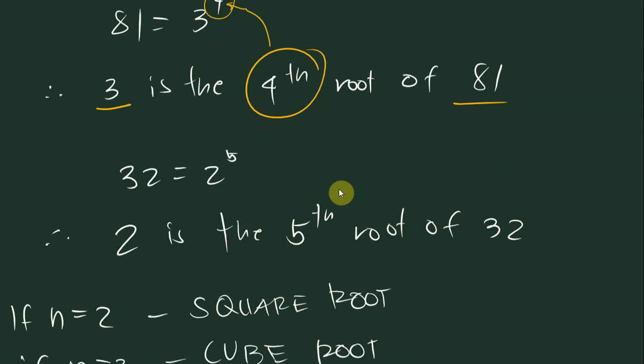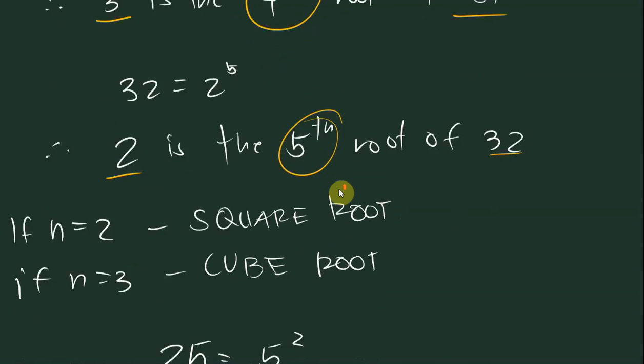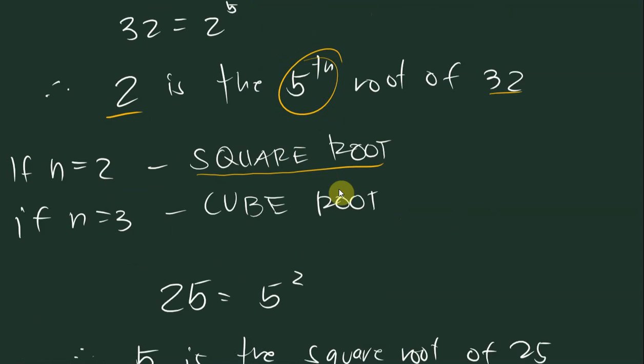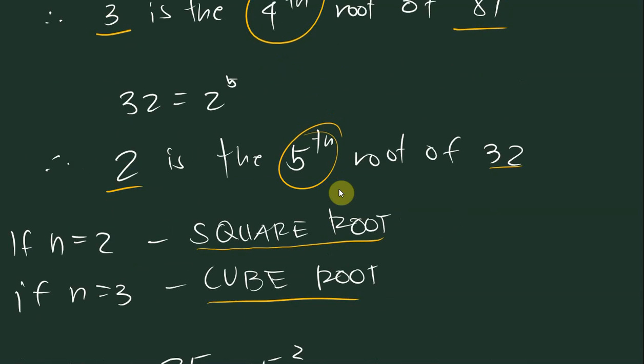Okay, let's have another example. 32 is equal to 2 raised to 5. So therefore, 2 is the fifth root of 32. Okay, so we also have special names for specific values of n. Let's say, for example, we have n is equal to 2. This is popularly known as the square root. And n is equal to 3 is popularly known as the cube root.